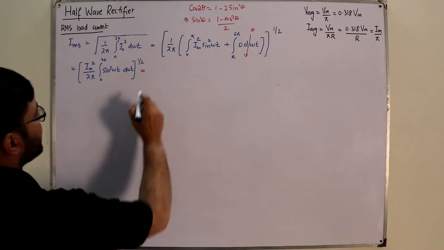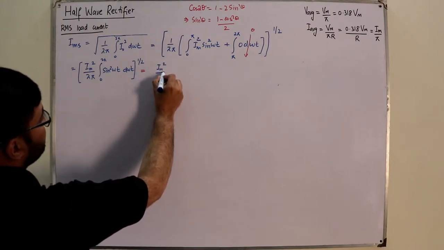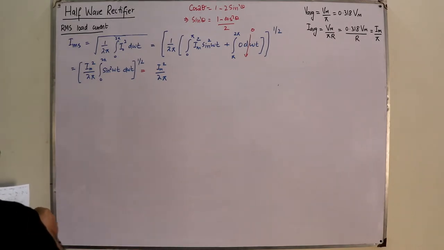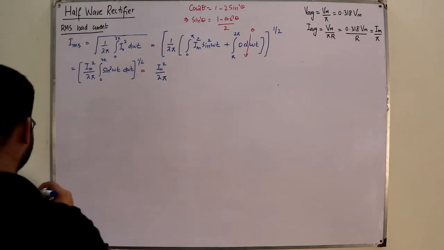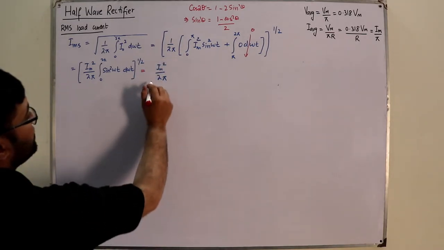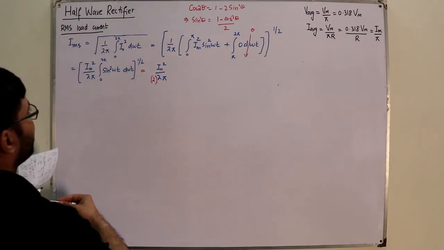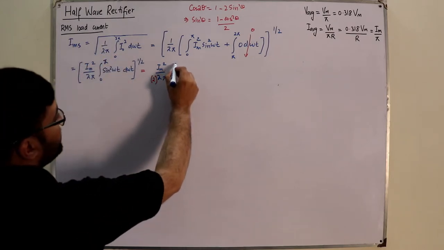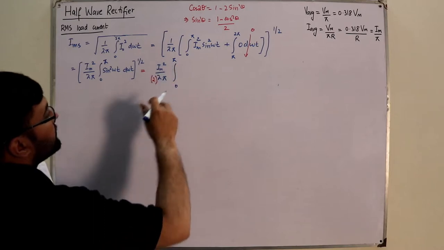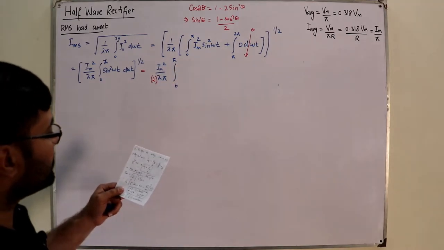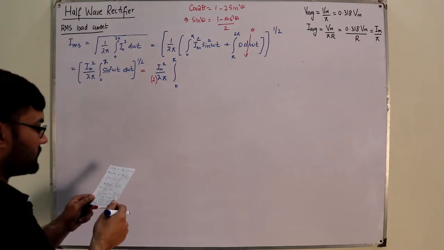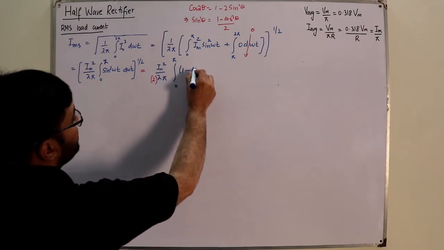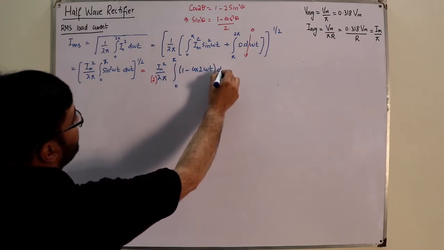This would now be equal to Im squared upon 2 pi, and in this, let's say, this 2 I take outside, and then you have 0 to pi, this one. This is not 0 to 2 pi. So I told you that I am very weak in this, and you can guess from the amount of time that I'm taking. So 0 to pi, and then you have 1 minus cos of 2 omega t, and this is whole with respect to omega t.